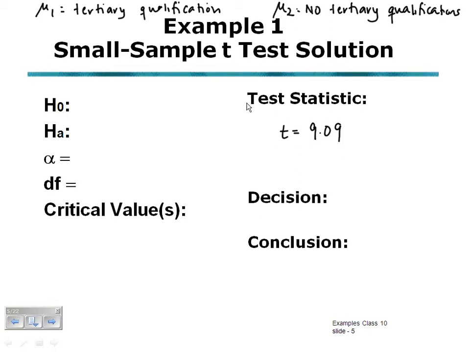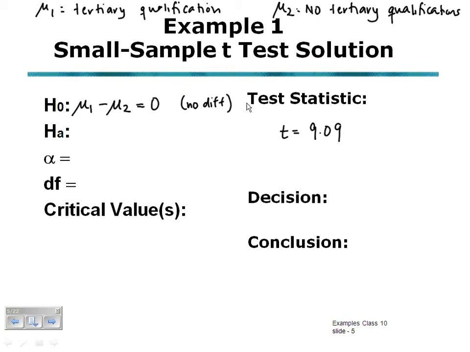We were looking to see if we were testing the claim that workers without tertiary qualifications have a lower mean income than those with tertiary qualifications. So in determining our hypotheses here, our first null hypothesis will be there is no difference. So that will be mean 1 minus mean 2 equals 0. No difference between the population means.